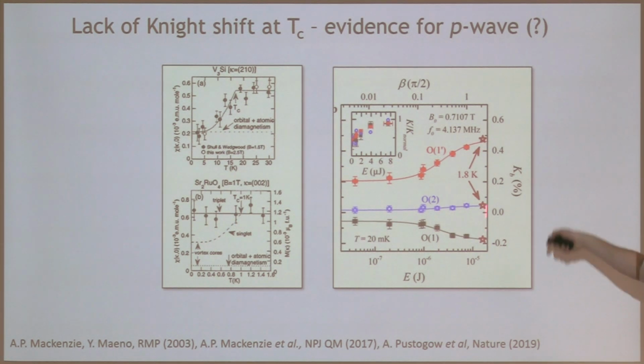And in this case, he's turning down the microwave power, looking at the Knight shift, and below 10⁻⁶ joules, whatever unit that really means, he gets a Knight shift again. So it means they were heating up their sample. It's not the first time Stewart has discovered this. He did this in one of the organic superconductors as well, maybe 10 years ago. So this is technically extremely difficult.